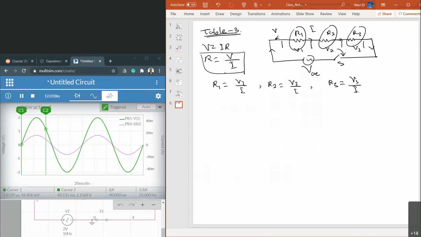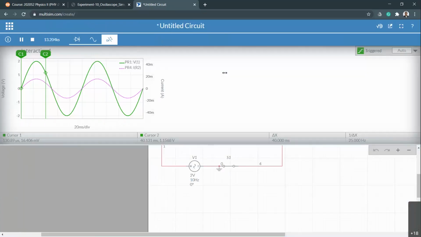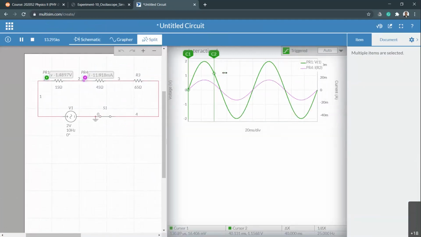Then we're going to compare these measured R values, or the calculated R values, directly with the known ones. This should be 15 ohms. This should be 45 ohms. This should be 65 ohms. Okay, that's the plan. Make sense? So let's continue then.